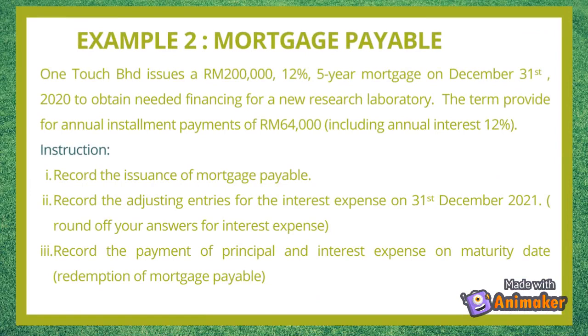Mortgage payable. Let's look at example 2. One Touch BHD issues a Rs 200,000, 12%, 5-year mortgage on December 31, 2020 to obtain needed financing for a new research laboratory. The terms provide for annual installment payments of Rs 64,000, including annual interest of 12%. Required: record the issuance of mortgage payable. Record the adjusting entries for the interest expense on 31st of December 2021. Round off your answers for interest expense. Record the payment of principal and interest expense on maturity date, redemption of mortgage payable.